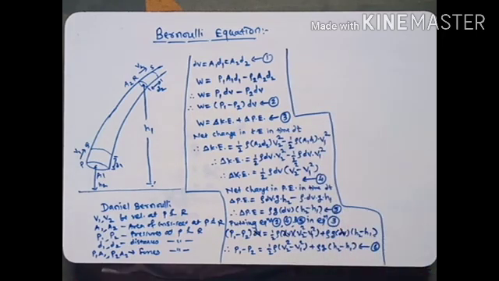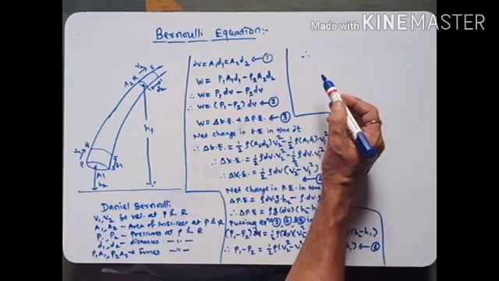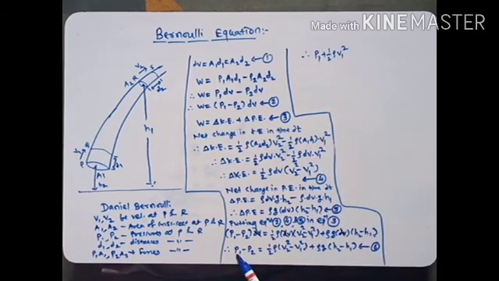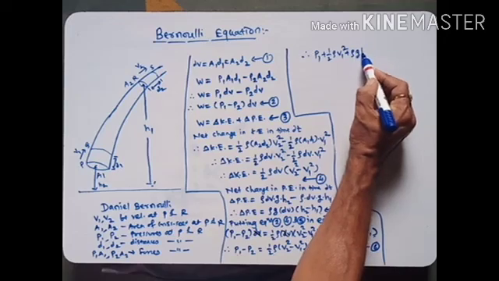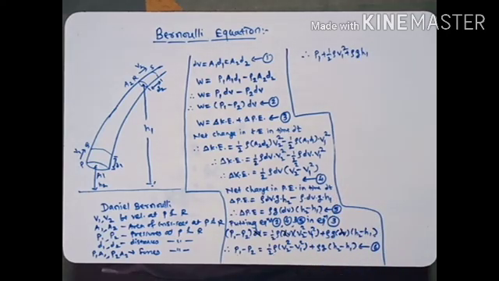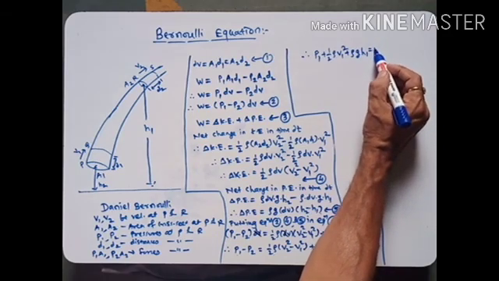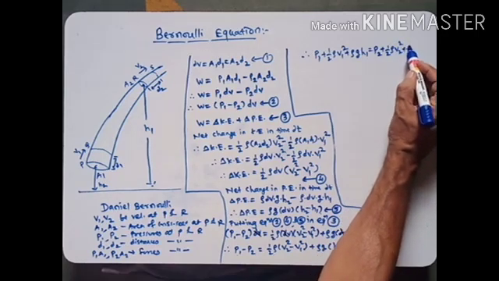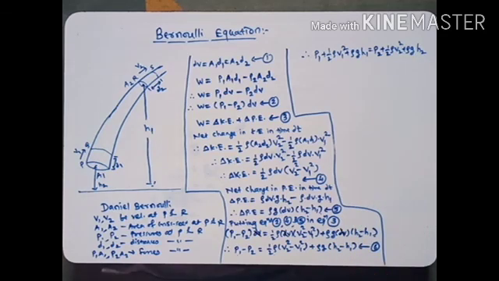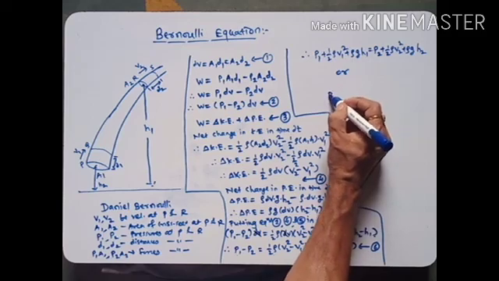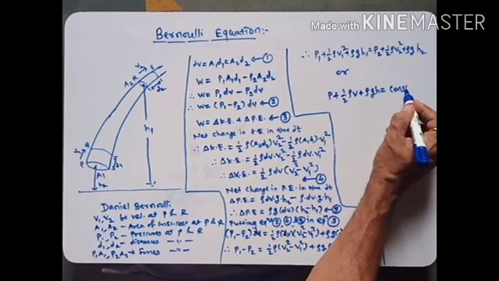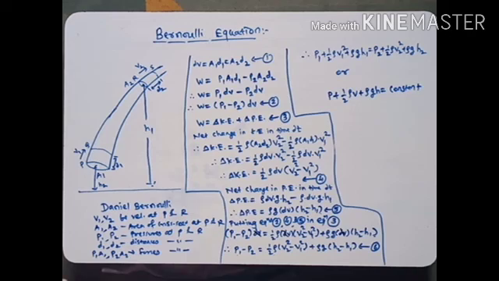That means we can write P1 plus half rho V1 square plus rho g H1, taking the H1 term to the left hand side, which is equal to P2 plus half rho V2 square plus rho g H2. Or in short, we can write P plus half rho V square plus rho gh is equal to constant, and this is the Bernoulli equation.